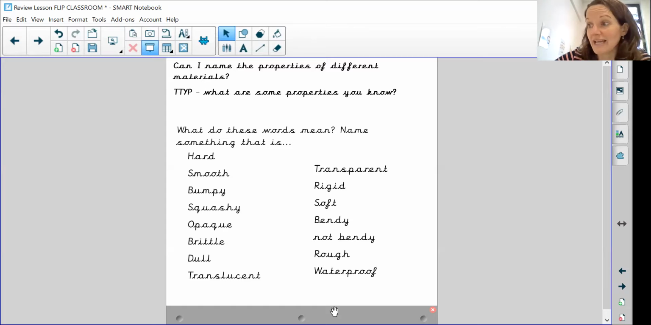So I might show you a pen like this. I might say, what are the properties? So I might say it's hard, it's smooth, it's opaque, it's rigid. Those would be some of the words. Would I say it's bendy? No, I wouldn't say it's bendy. It's not bumpy. It's not squashy. So it's learning what the properties are for different materials.